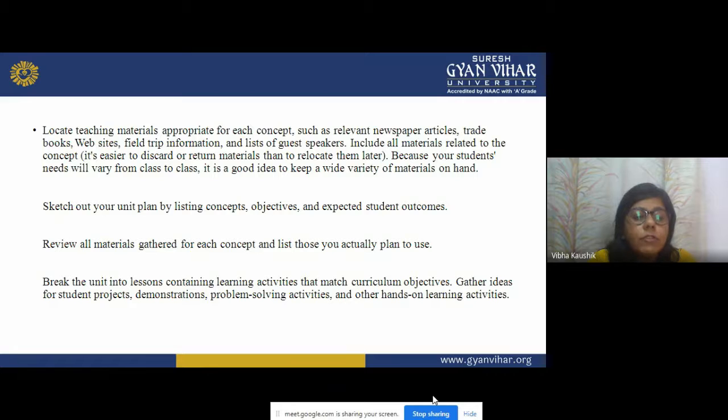Gather ideas for student projects. What are the different projects that can be given to the students for making their learning effective? Demonstrations, problem solving activities that can be organized by the teacher, and other hands-on learning activities. Now, what are hands-on learning activities? Where the students are involved in the learning process and they learn by doing that particular concept.